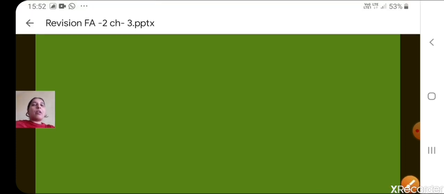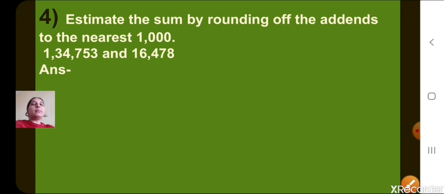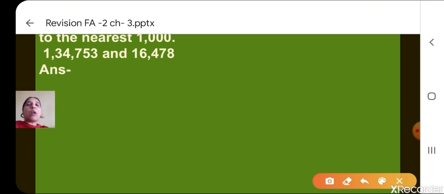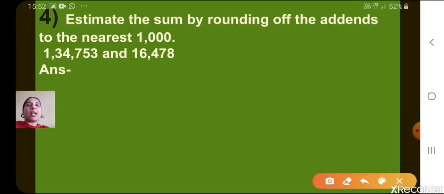Okay? Now let's move to the next question. Question number 4 is estimate the sum by rounding off the addends to nearest 1000. So two addends are being given. We have to estimate the sum by rounding off the addends to nearest 1000. So let's first round off the addends to nearest 1000.